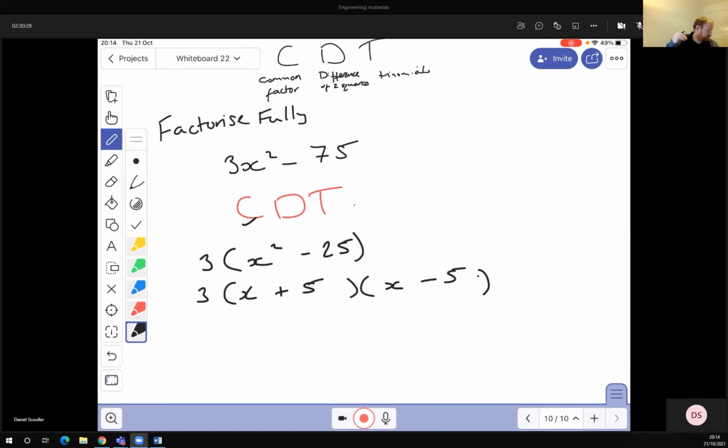I can look through past papers, but I would say 3 marks. Okay, that's fine. 1 for taking the common factor out, 1 for noticing it's a difference of 2 squares, and then 1 for getting the difference of 2 squares correct. Effectively, you get a mark for that 3, a mark for that bracket, and a mark for that bracket.